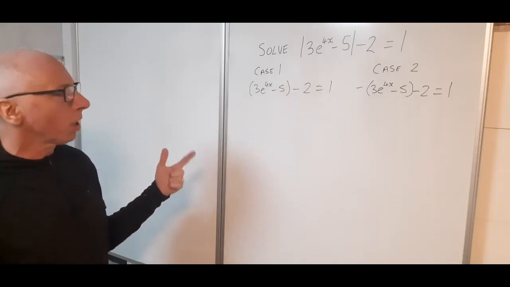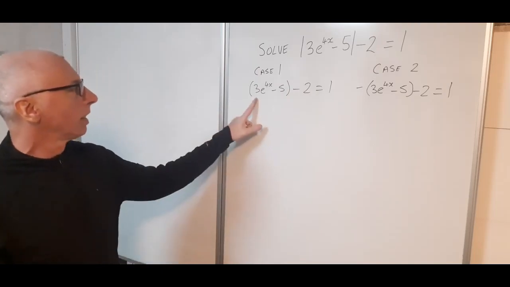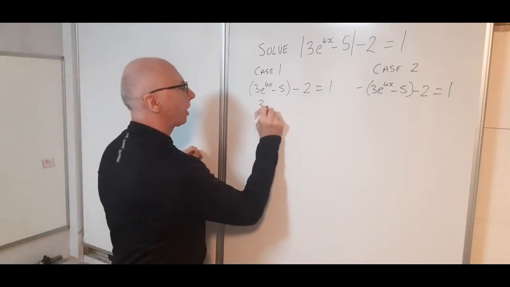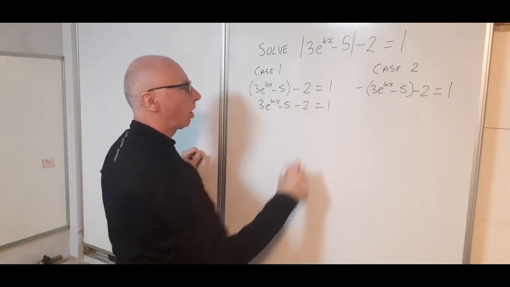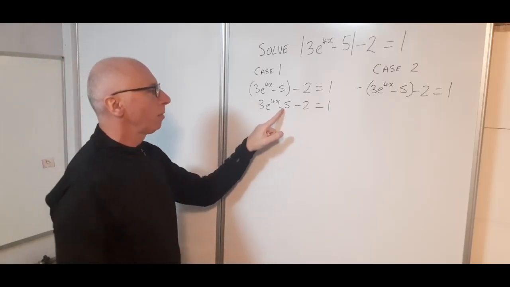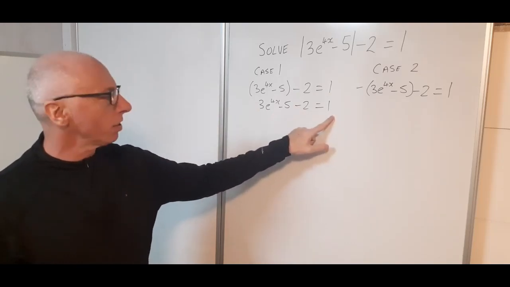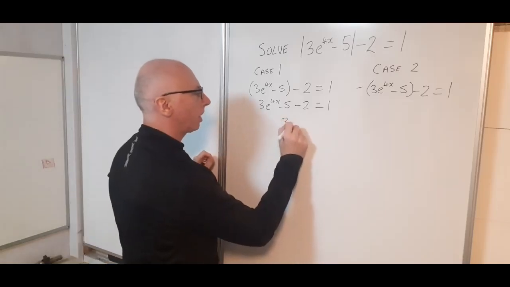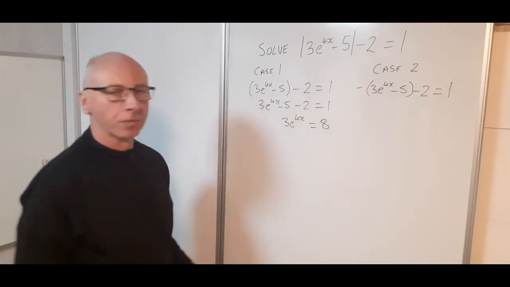So now what we're going to do is go through these and solve and find the appropriate values of x. So let's deal with this. Well, we can get rid of the brackets. 3e to the 4x minus 5 minus 2 equals 1. That takes care of that. And then 3e to the 4x minus 5 minus 2, that's actually minus 7. So bring that over to the other side. So we add 7 to both sides. So then I've got 3e to the 4x equals 8.